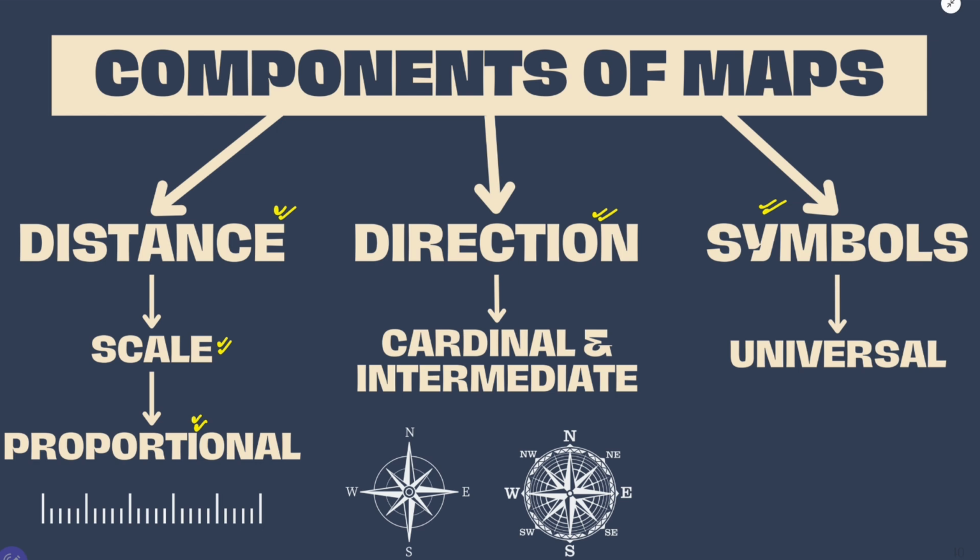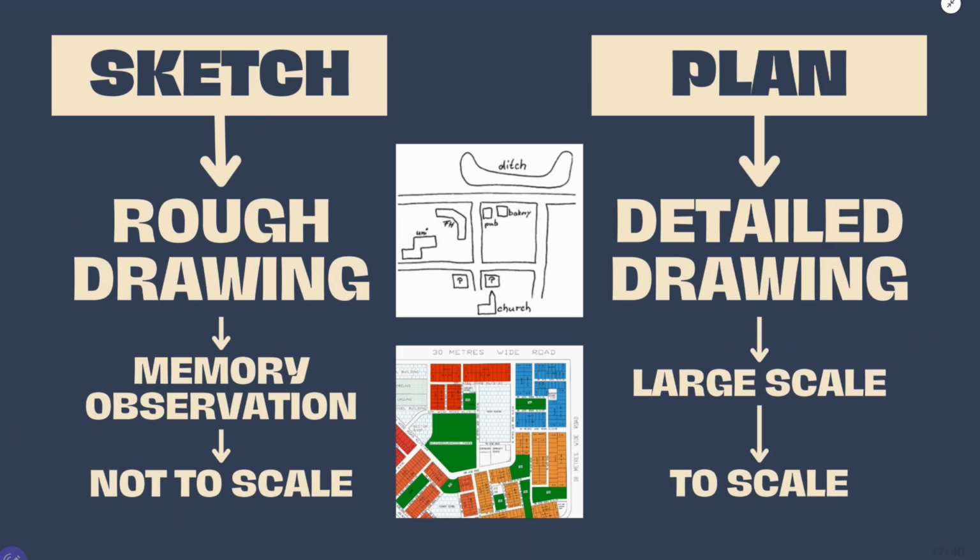Coming to direction, we saw cardinal directions, that is north, south, east, and west, and then we saw intermediate directions, that is northeast, northwest, southeast, and southwest. These points help in determining the direction. Lastly, we saw symbols. Symbols are universal and they help in the interpretation of different maps. Lastly, we saw the concepts of sketch and plan.